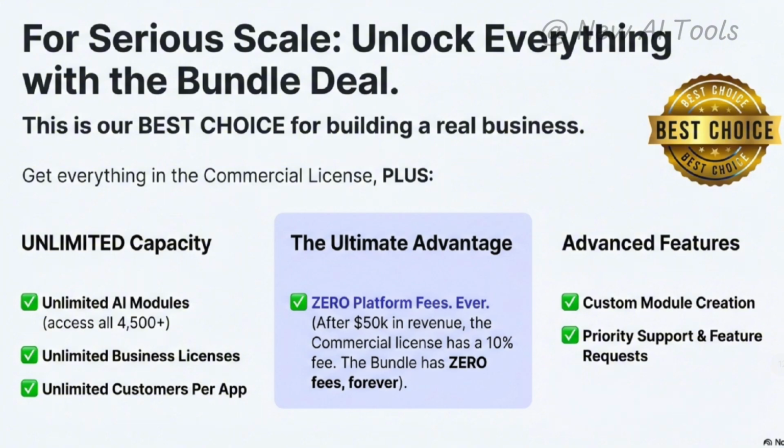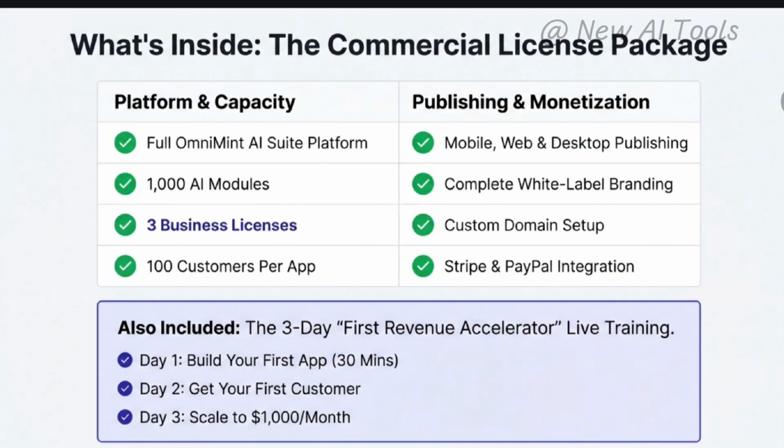The biggest long-term difference, the thing you'll really feel down the road, comes down to the fees. With the standard license, once you cross $50,000 in revenue, they take a 10% platform fee, which is fair. But with the Pro bundle, that fee is zero, forever. You keep 100% of everything you make, no matter how huge your business gets. That right there is a massive deal for anyone who's serious about scaling.